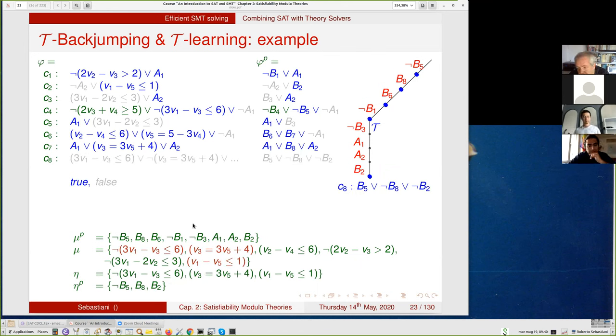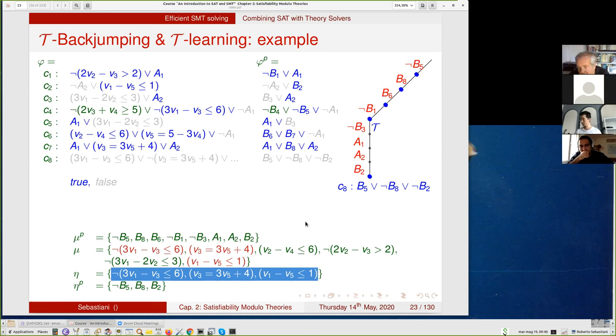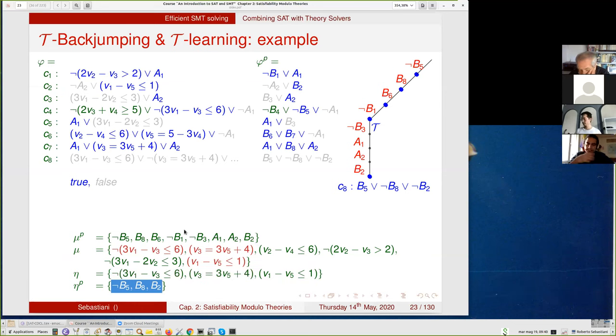And this returns a conflict set, a subset eta, which is exactly the subset that we have seen in the previous slide. This conflict set is inconsistent. So this corresponds to an abstract conflict set B5, B8, B2. So we negate it into the clause B5 or not B8 or not B2, and we safely add it to the formula. Notice that we can safely add this clause to the formula.